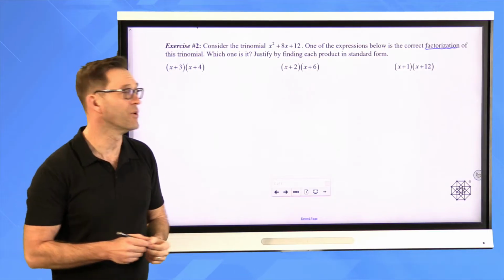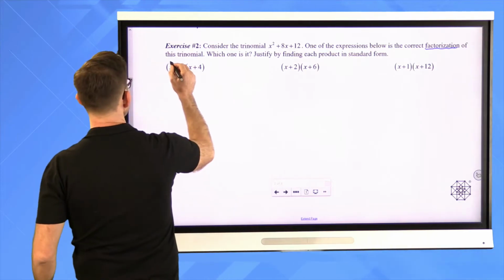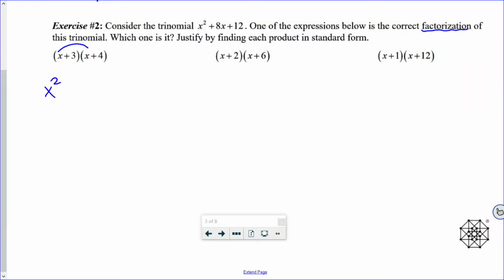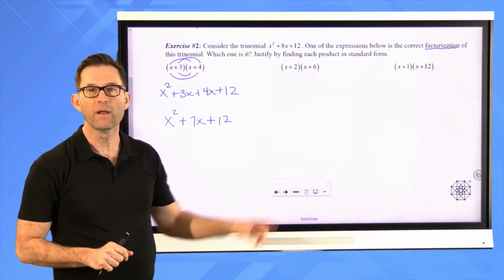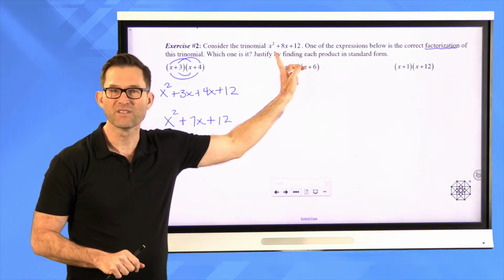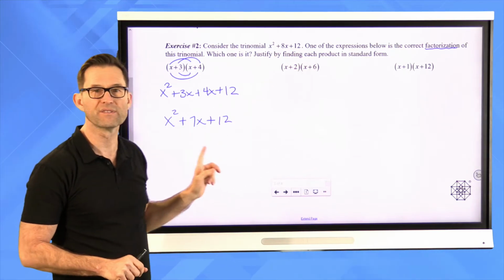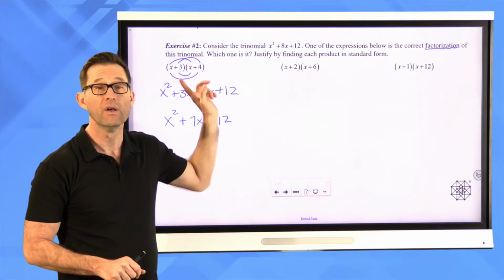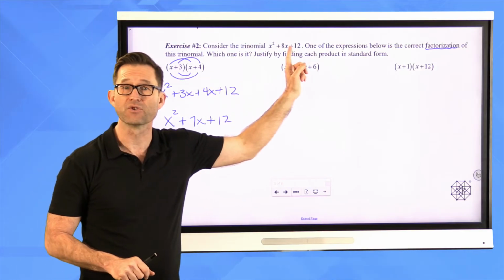All right, well, let's do it. In the first one, if I do FOIL again, x times x is x squared plus 3x plus 4x plus 12, x squared plus 7x plus 12. All right, pause for a minute. Well, is that the same as this? No, right? Because this one is x squared plus 8x plus 12. This is x squared plus 7x plus 12. So that is not the correct factorization of that.